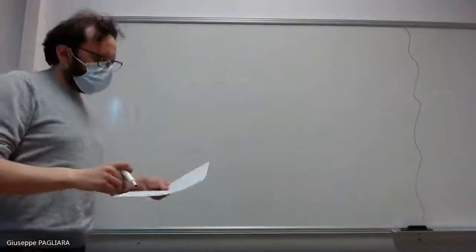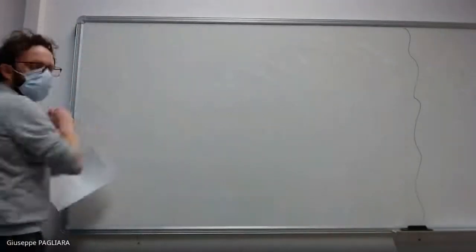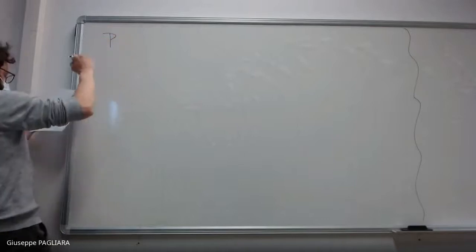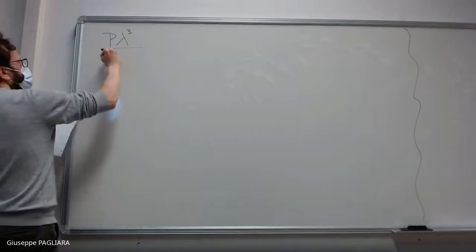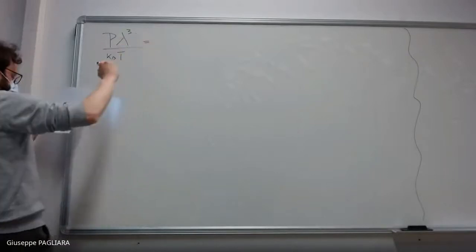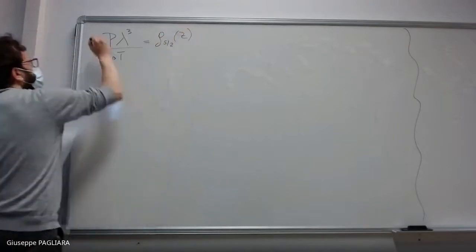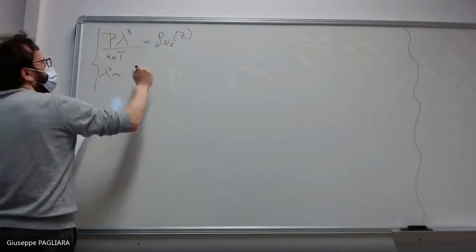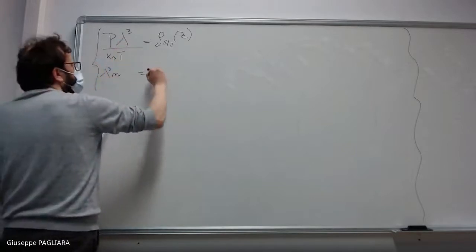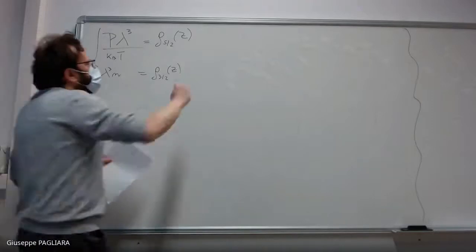Okay, so let me remind you what we did last time. I think at some point we wrote these relations, which are the equation of state for bosons: P over kBT is equal to g_{5/2}(z), and the other one, which is lambda cubed n equal to g_{3/2}(z), where z is the fugacity.